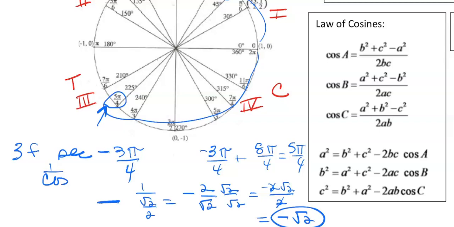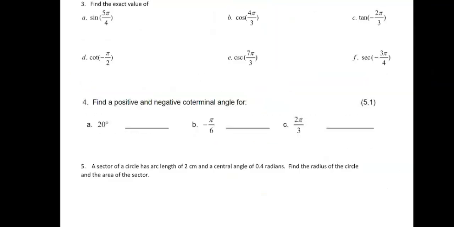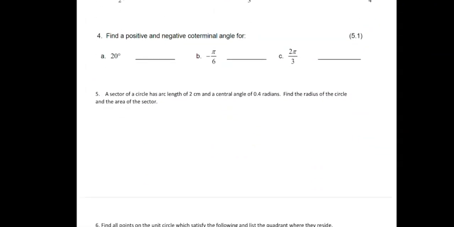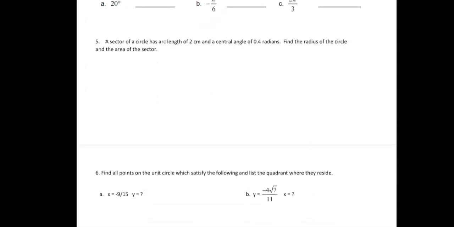Okay? Okay, so now we can go back into this. I've answered these questions for us. I'm not going to fill them in because I did it on the screen, and you have the answer key as well. So let's go down to question 4a. Find a positive and negative coterminal angle for the following. So the first one's in degrees.